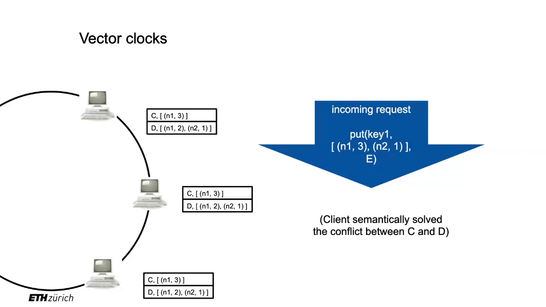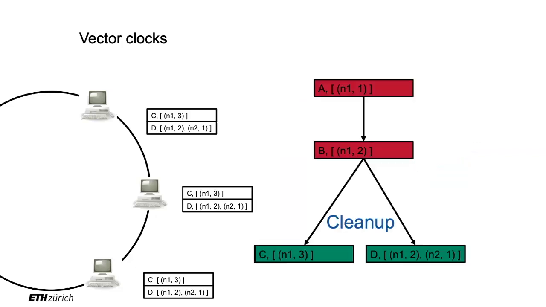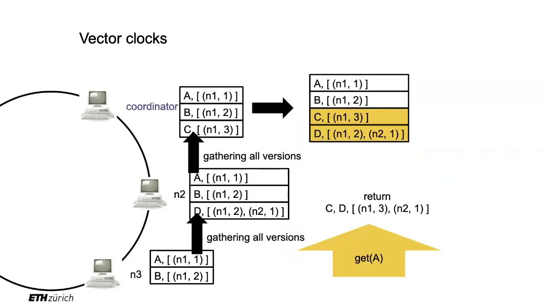Now there's an incoming request. Finally, the user made up their mind. So now we have E as the new value together with the old context. Notice that the context that the user was given here was taken as merging the two, right? N13, N12, N21. So the merge of the two is N13, N21. That's just the merging, taking the max for all nodes.